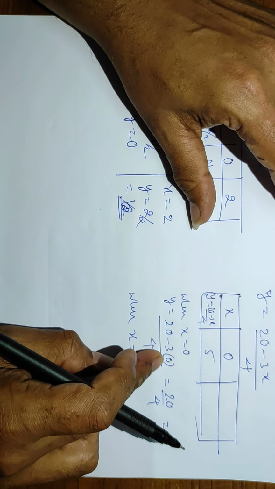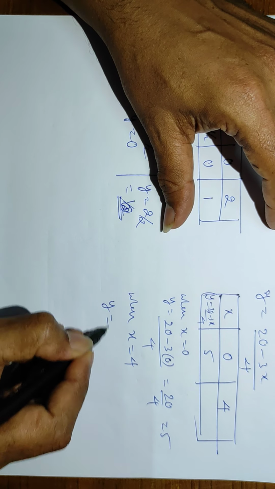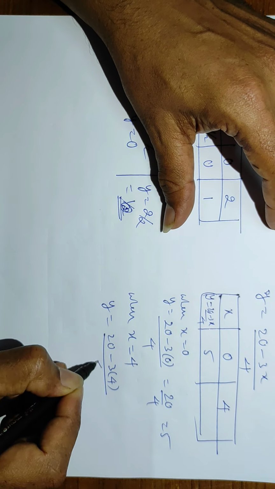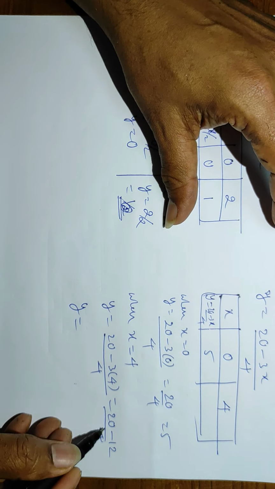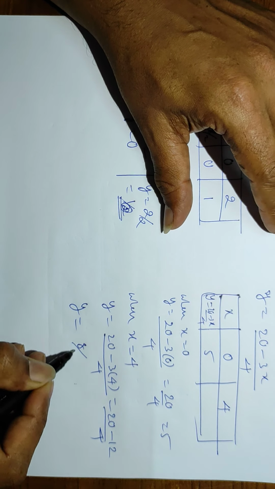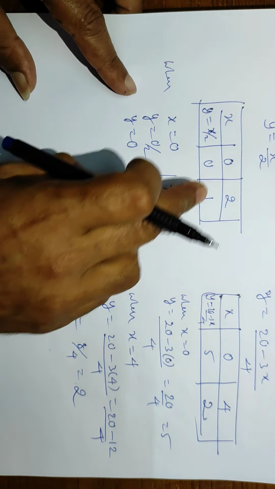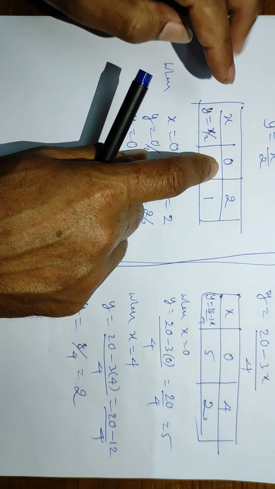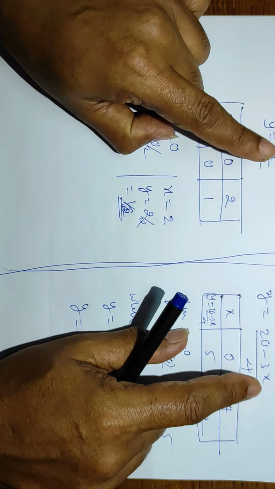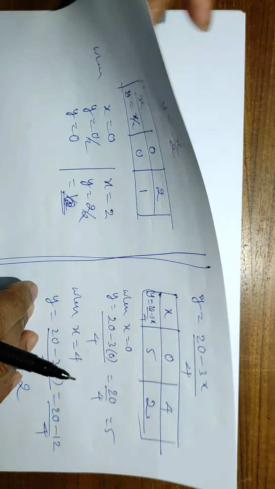So I will take x equals 4. y equals (20 minus 3 into 4) by 4. So 20 minus 12 by 4, that is 8 by 4. y is equal to 2. So now we can draw the graph for these two equations. We have formed a pair of linear equations in two variables, and we have to draw the graph to find the solution.